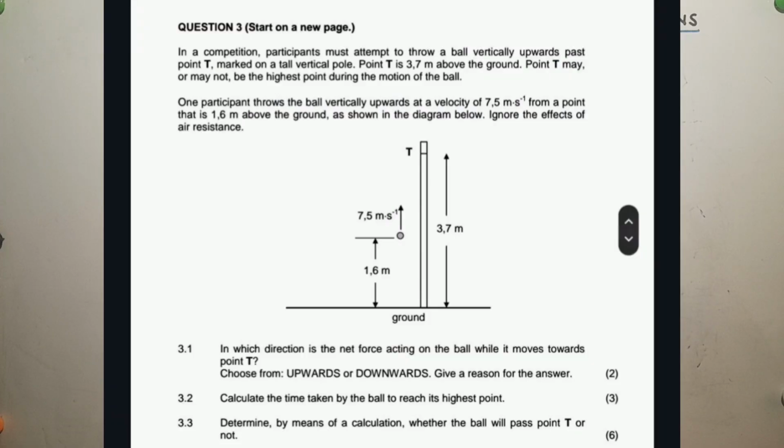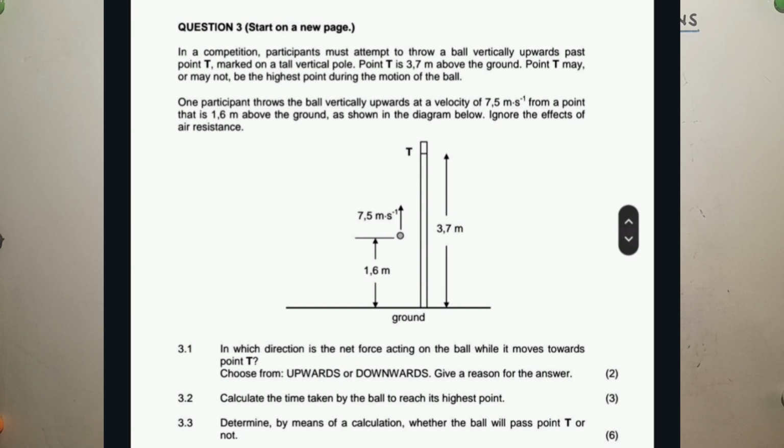So let's see this second question that we are having here. They said, in a competition, participants must attempt to throw a ball vertically upwards past point P, marked on a tall vertical pole, like that. So point T is 3.7 meters above the ground. Point T may or may not be the highest point during the motion of the ball.